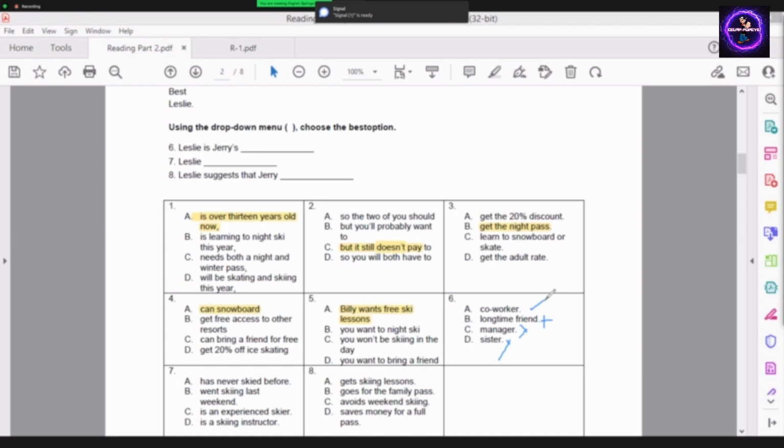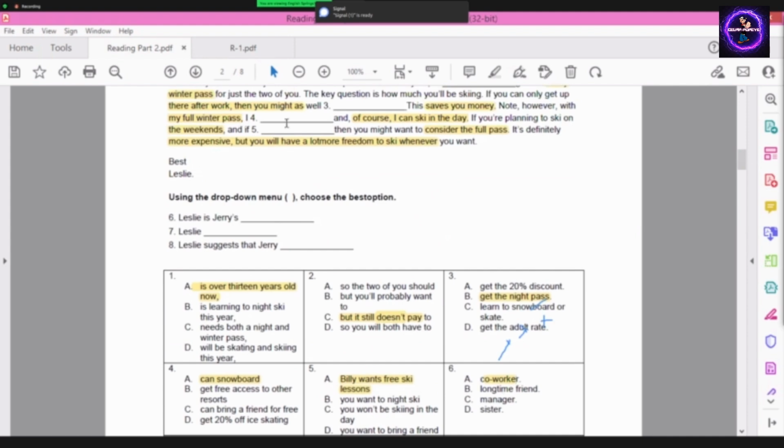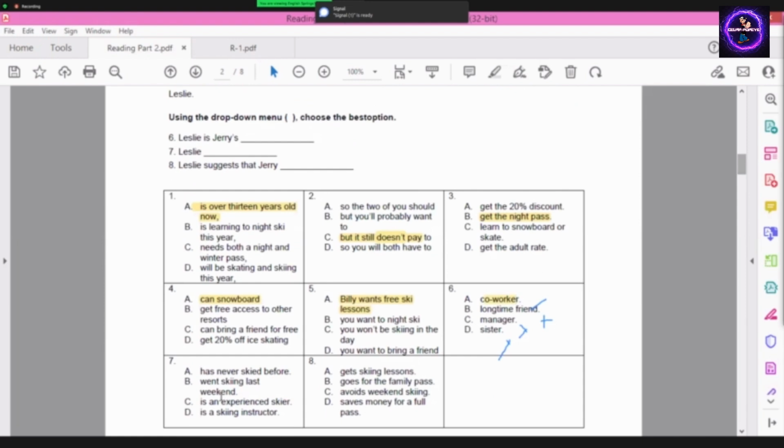Okay. So next is Leslie dash has never skied before. No, you understand from the paragraph that it doesn't say he never skied before, right? It says somewhere that he has a winter pass: I have a winter pass and I can snowboard and of course I can ski. So has never skied is not an option. Went skiing last weekend. There is no reference to when he went. He's an experienced skier.